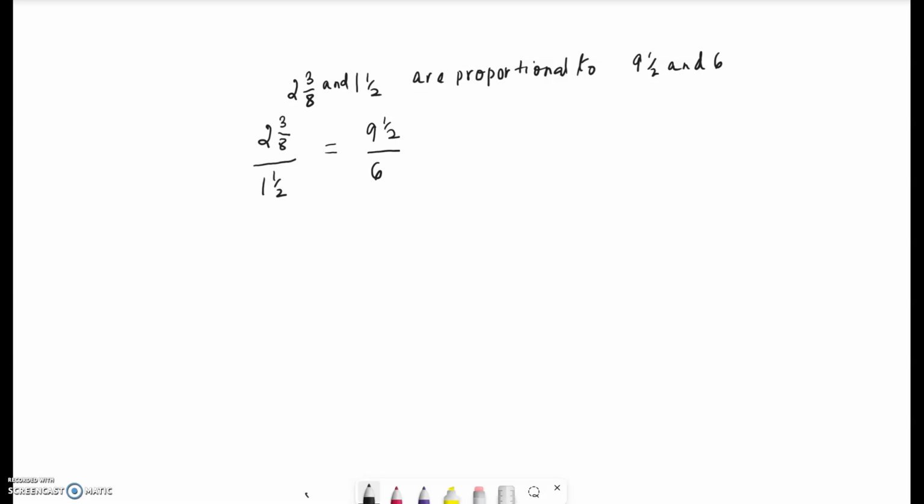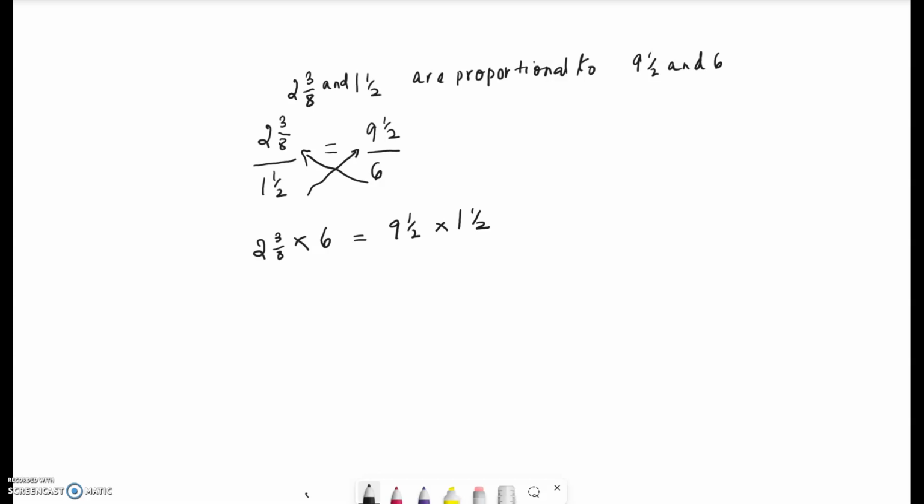So how do we check if this is a valid proportion? The way we do this is by cross multiplying and checking if both sides of the equation are equal. So when we cross multiply, we take 2 and 3/8, which is the numerator on the left, and multiply it with 6, which is the denominator on the right. We take 9 1/2, which is the numerator on the right, and multiply it with the denominator on the left.